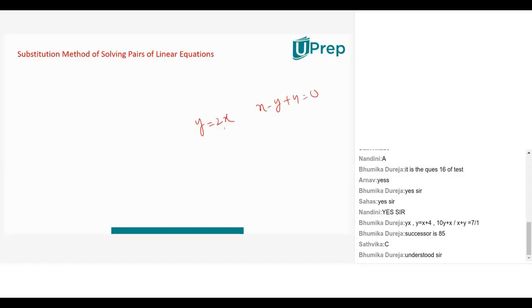So what do you do? Put y equals 2x in this. So x minus 2x plus 4 equals 0. We got minus x plus 4 equals 0, so x is equal to 4. Now substituting this x equals 4 here, what is that? 8. So this is the method of solving a pair of linear equations using substitution.